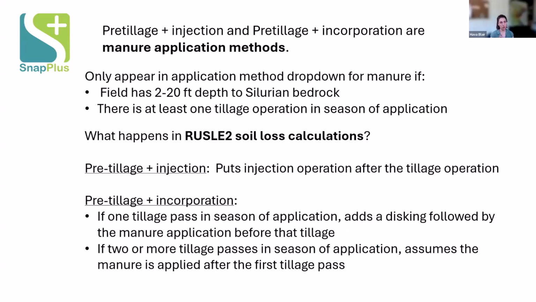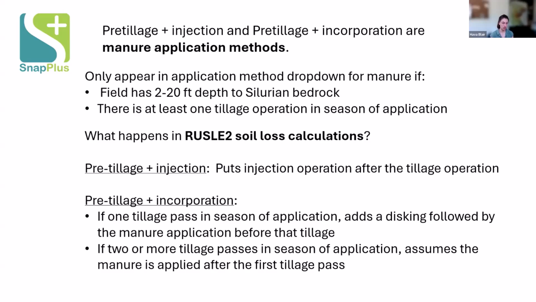Breaking down, what do we mean by pre-tillage plus injection? What's happening behind the scenes is that when you say I'm applying with pre-tillage plus injection, SnapPlus puts the manure injection operation after the relevant tillage operation that you've selected. So if you've selected fall chisel disk plus spring injection, SnapPlus is going to put the injection after that disk operation to make sure that you're meeting that pre-tillage rule of having the tillage happen before the manure application.